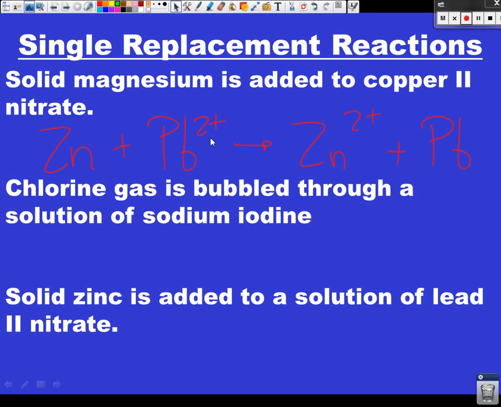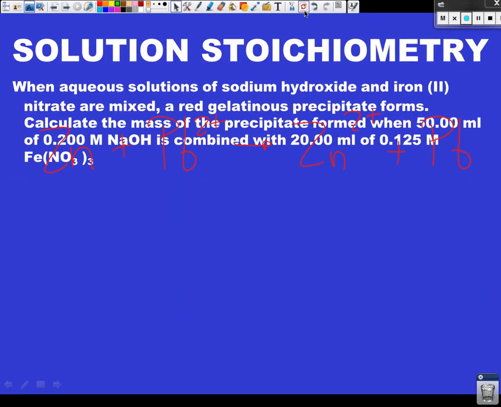All right, finally, 3 questions 30 minutes later. So let's do solution stoichiometry. Okay, this is a review of everything. When an aqueous solution of sodium hydroxide and iron 2 nitrate are mixed, a red gelatinous precipitate forms. Very good. How do you know it's a chemical reaction? A color change and a precipitate forms.